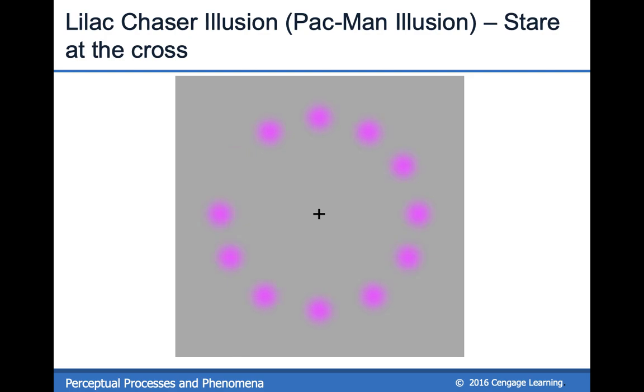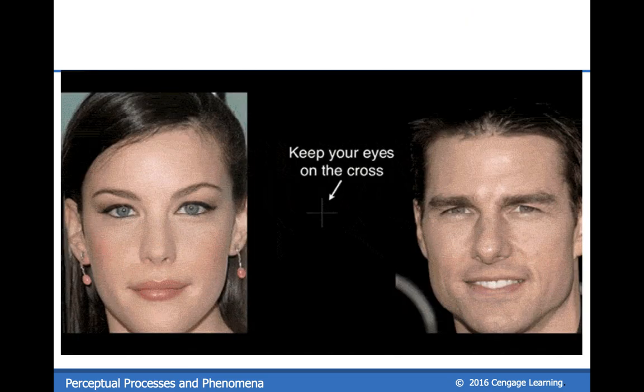Again, this has to go back to that opponent process theory. There's actually no green dot. It's just the purple, pink color fading away, and the opposing color to that in our eyes is that bright green.